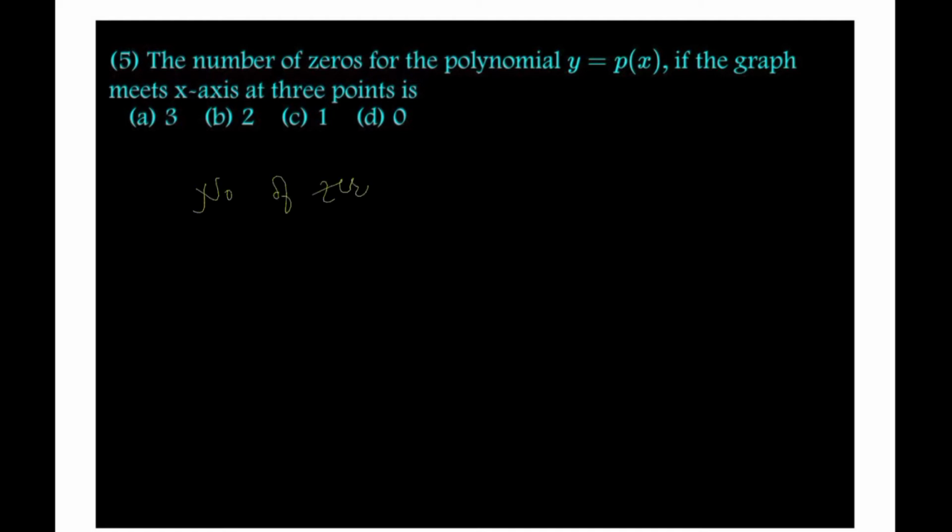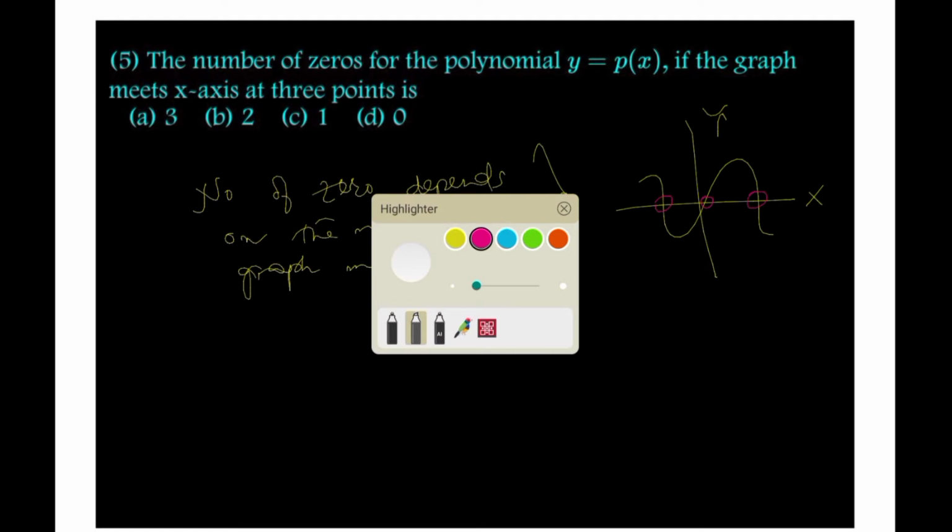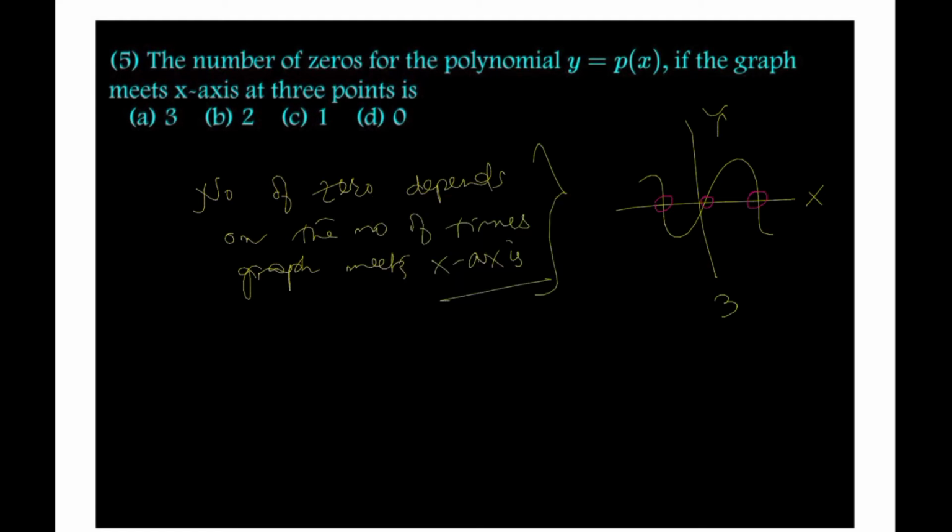So let's take an example. Let us plot a graph. So this is our x-axis and this is the y-axis. Suppose this is the graph. Here you can notice in how many points the graph meets the x-axis. This is one point, this is another point, and this is another point. So the graph meets the x-axis in 3 points, so the number of zeros will be 3 in this case.